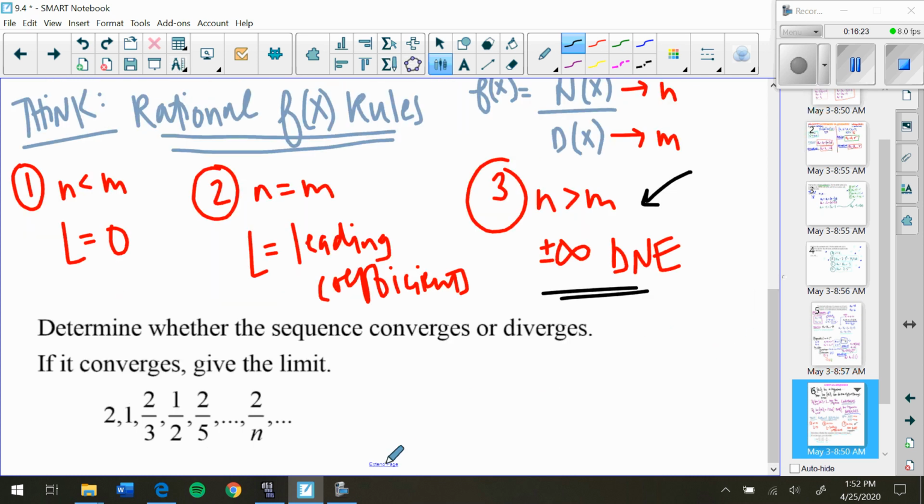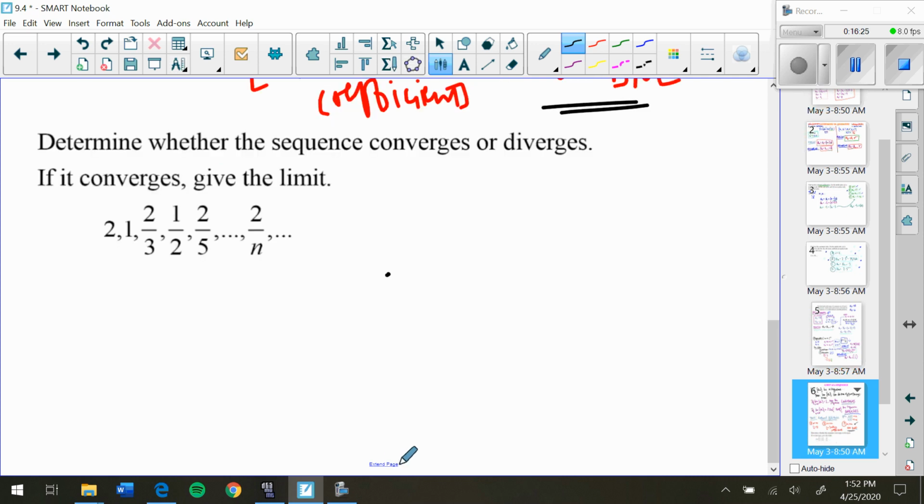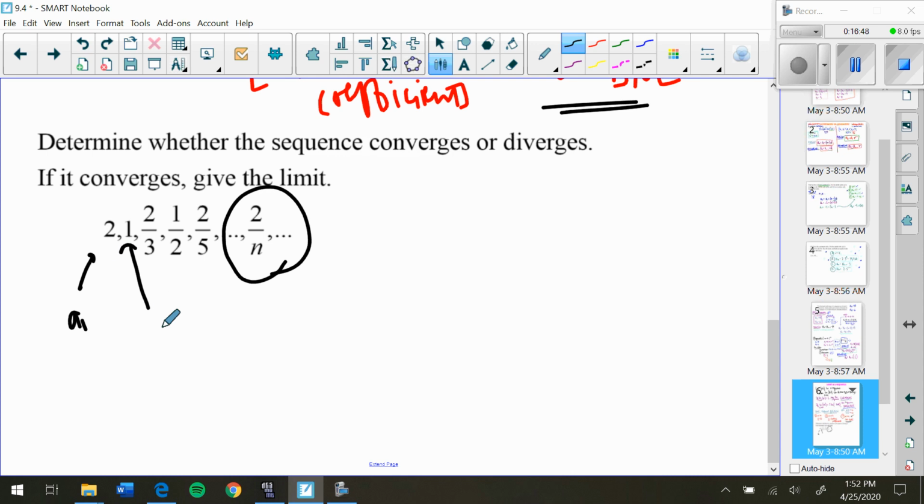So let's look at one quick example. We need to decide whether the sequence converges or diverges. We are given the following sequence: 2, 1, 2/3, 1/2, 2/5, etc. Now notice, they give us the definition of this sequence. This is our term 1, A1. This is term 2, A2, etc. And this is term number n, A sub n. This is an explicit definition.